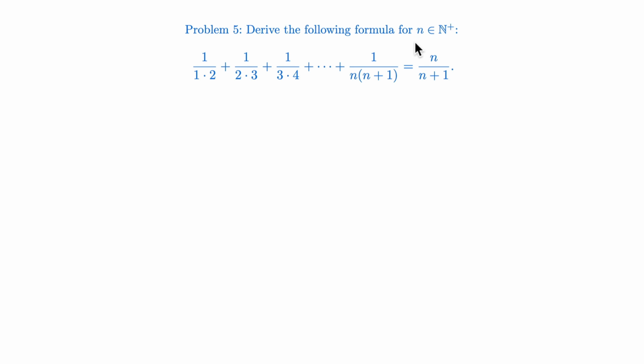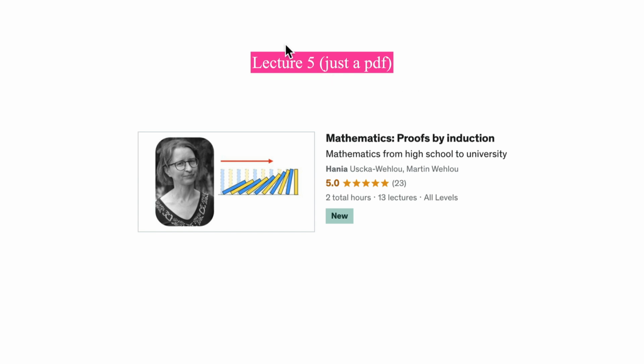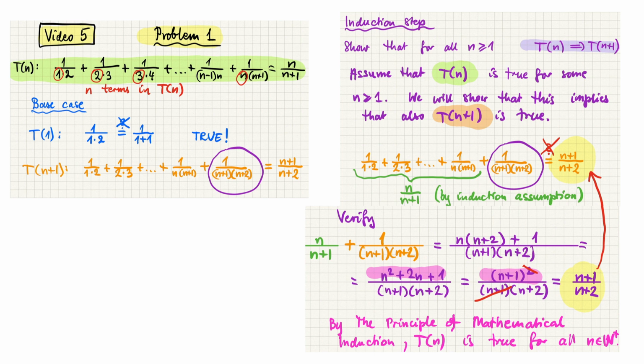Derive the following formula for n, which is a natural positive number, so any number n, the formula which looks like this. And now, in the course Mathematics Proofs by Induction, I proved this formula by induction. So this is how it looked. And again, in order to prove some formula by induction, you necessarily need to have the final result. So you must know the answer, because otherwise it will not work.